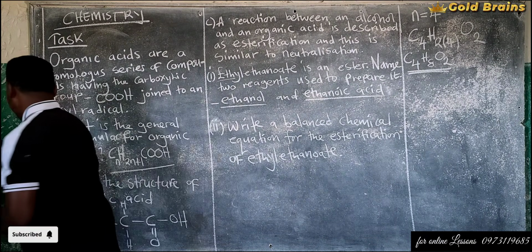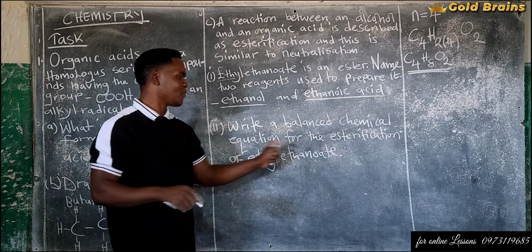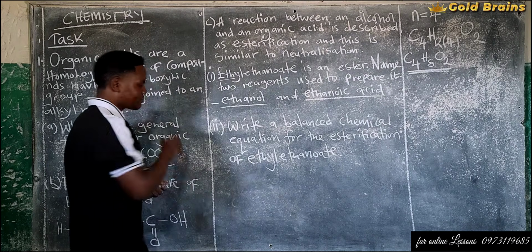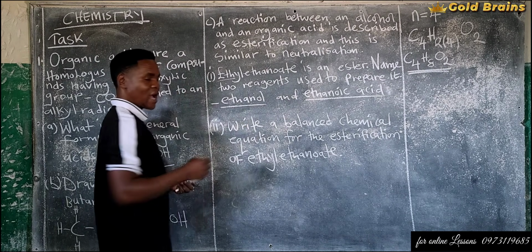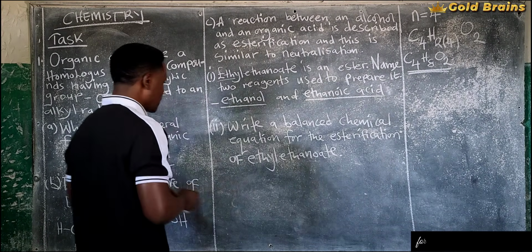Now, the question tells us something here. They're saying, write a balanced chemical equation for esterification. So, esterification, like we said, we are going to have 2 main things reacting, and they are going to end up producing an ester and water. So, this is what we are going to write.